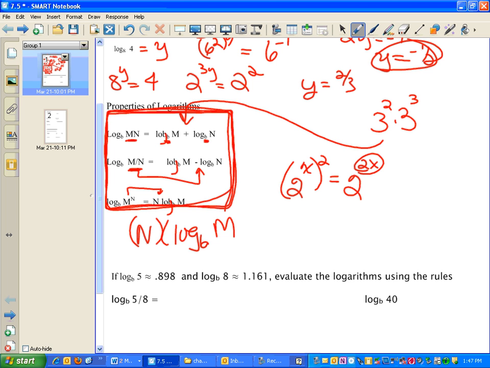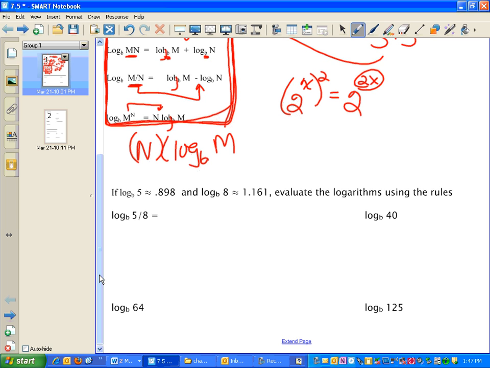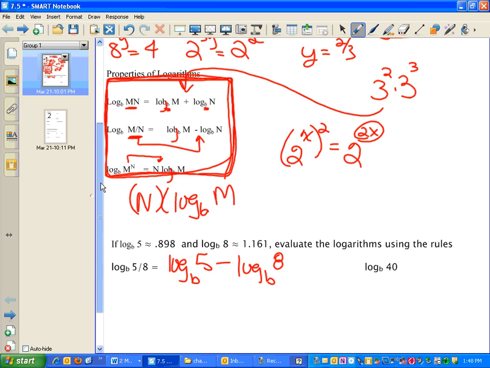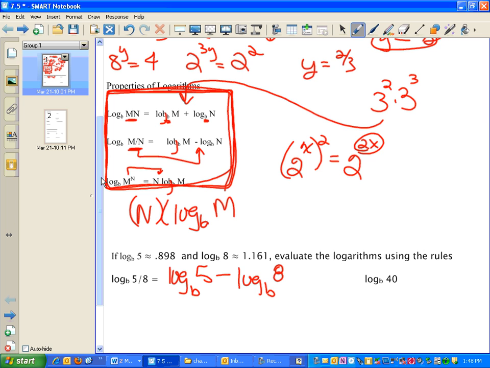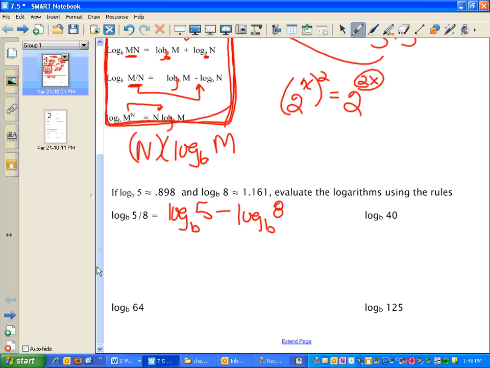Why don't we watch? Okay, let's do something. All right, I'm taking the log base b of 5/8. So if I am dividing and I want to expand this out, I'm going to take the log base b of 5 minus the log base b of 8. If I am dividing and I need to expand it out, I take the numerator minus the denominator's log. Got it? What is the log of 5 defined to be? Why are we saying log b? It's a base. Who cares what the base is? Okay?